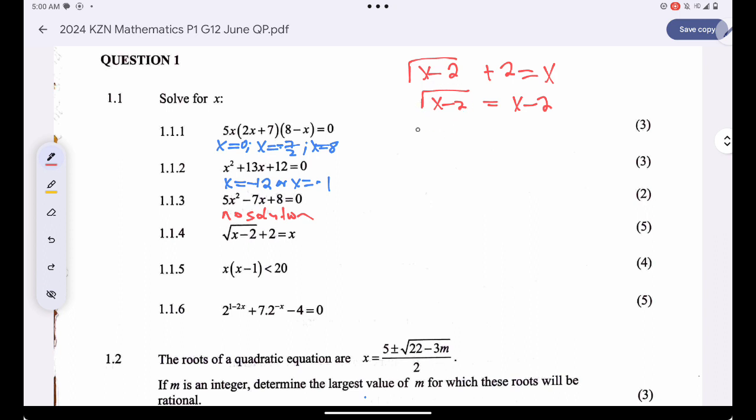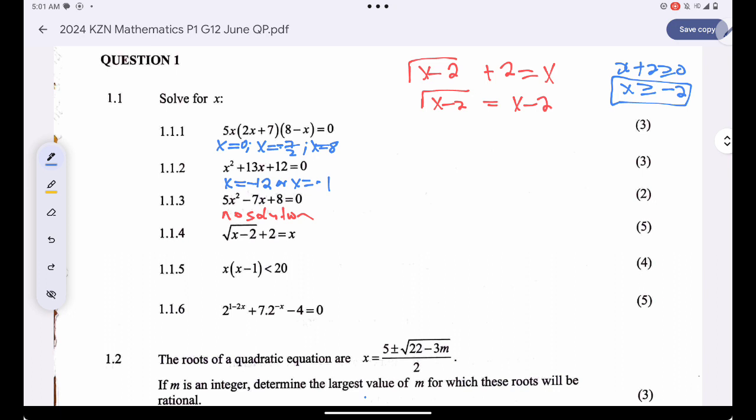Whatever x value I get, on the right hand side I must have a positive number. So my restriction: every answer I get should be greater than or equal to 2. If I get an answer which is not greater than or equal to 2, then that answer is not applicable.